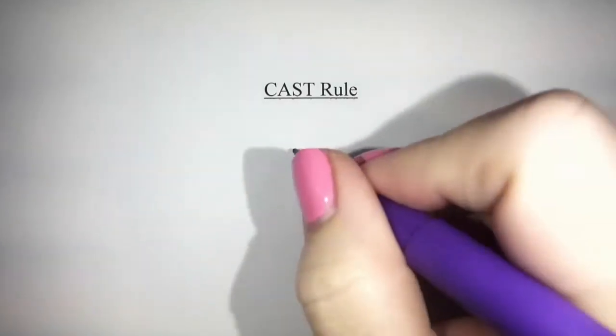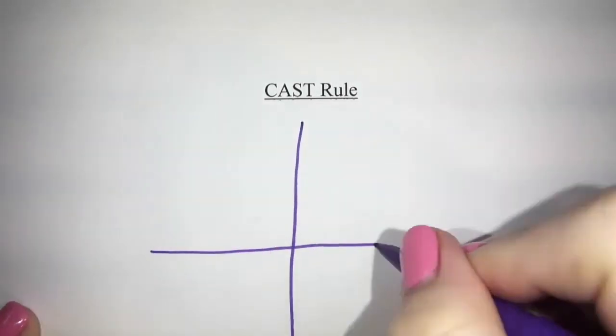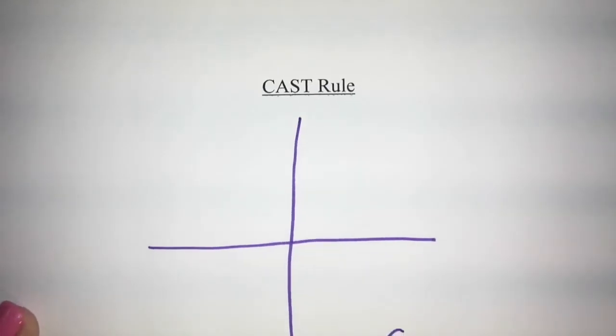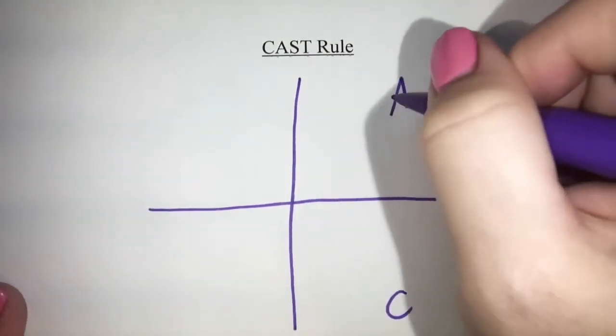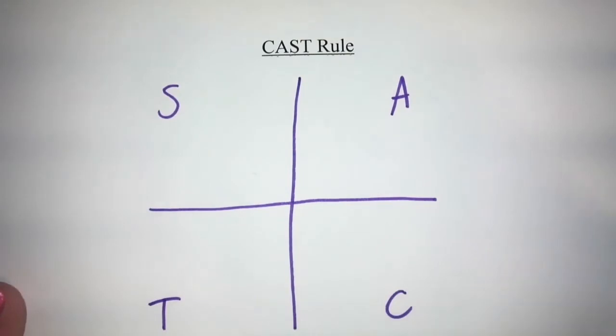In this video, I'm going to review the CAST rule with you. This is important throughout the course for solving derivatives and antiderivatives. Okay, let's get started. So the CAST rule: if you draw your four quadrants, we label a C down here in the bottom, and then we spell out CAST going up and around.